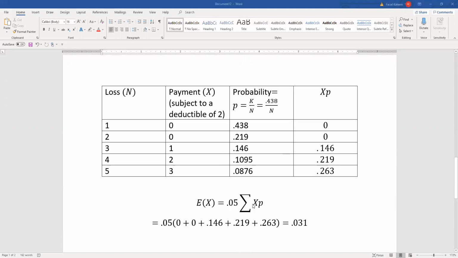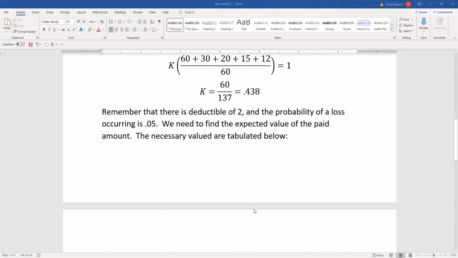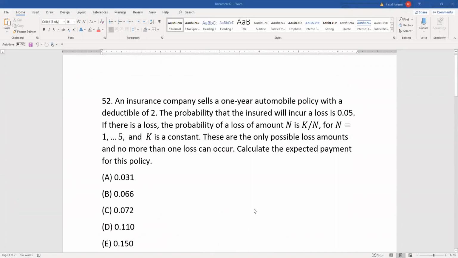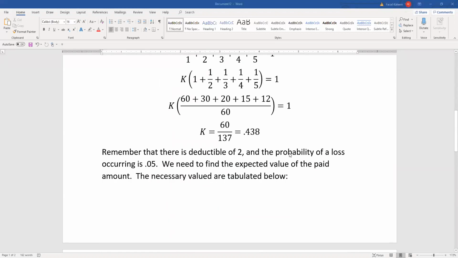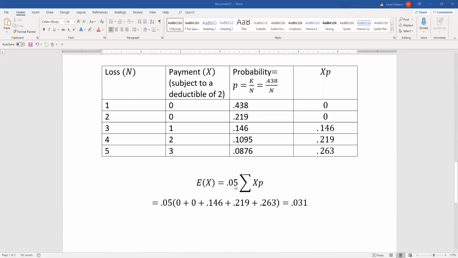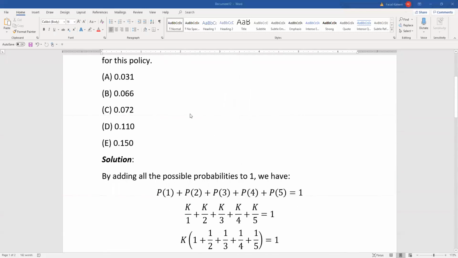And normally the expected value would just be the summation of xp, but we also have to remember that the probability that a loss will occur is only 0.05. And if there is a loss, then we have all that business. So the probability of the very loss happening is 0.05. And then after that, we take the summation. And the summation is adding up all the values in this xp column, and add them up, multiply by 0.05, and we get 0.031, which is choice A.